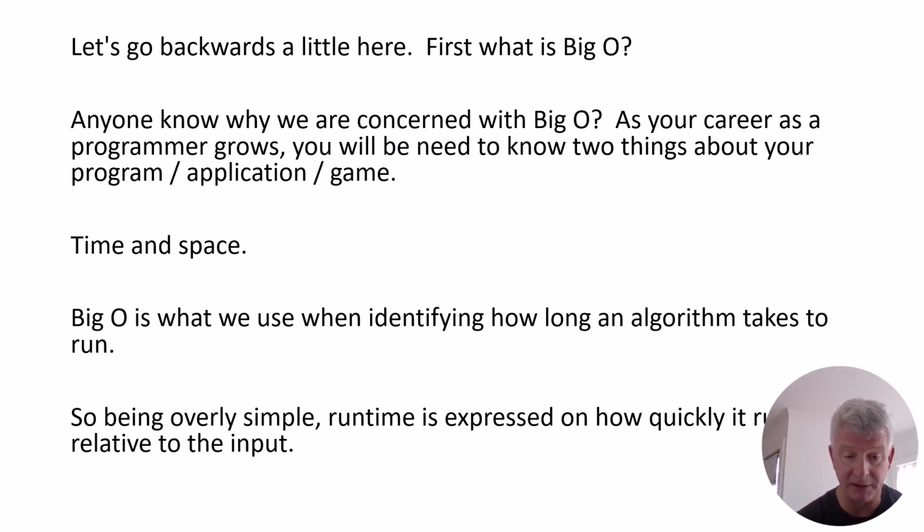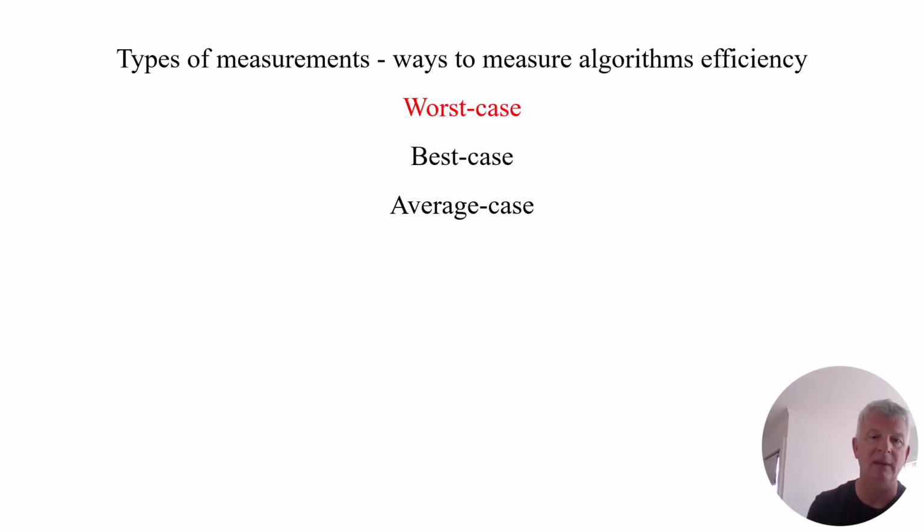So, being oversimple, runtime is expressed on how quickly it runs relative to input. Okay, so that's our key, relative to input. How efficient are you relative to input? So big O lets us measure things. Okay, types of measurement. Okay, well let's come back to this. I'm going to come back to this slide.